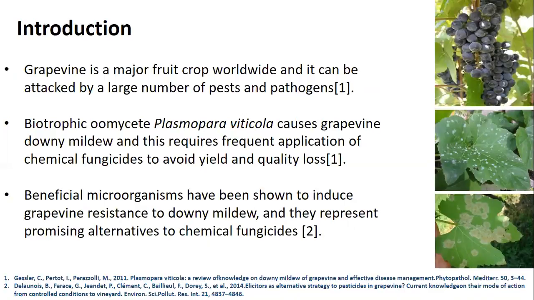Grapevine is a major fruit crop worldwide, and it can be attacked by a large number of pests and pathogens. The biotrophic oomycete Plasmopara viticola causes grapevine downy mildew, and this requires frequent application of chemical fungicides to avoid yield and quality loss. Beneficial microorganisms have been shown to induce grapevine resistance to downy mildew, and they represent promising alternatives to chemical fungicides.